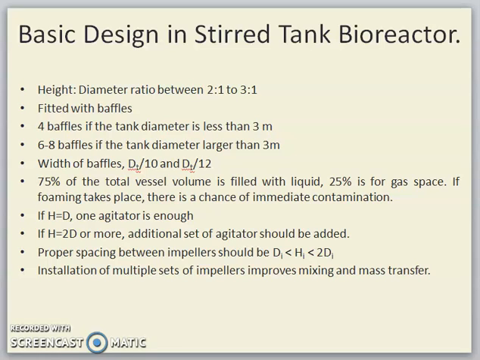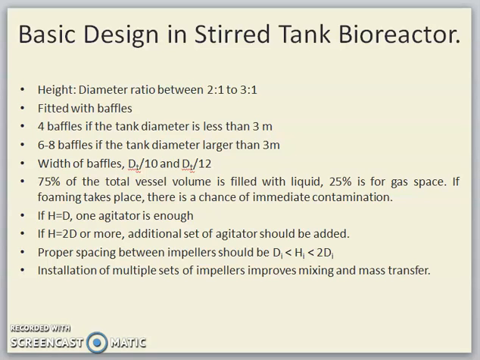Okay, so 75% of the total vessel volume is filled with the liquid, and the remaining 25% is for gas space. Which means here, if you have a 1,000 liter reactor, you have to allocate 25% of that 1,000 liters for the gas space, and the remaining is for you to fill the liquid.